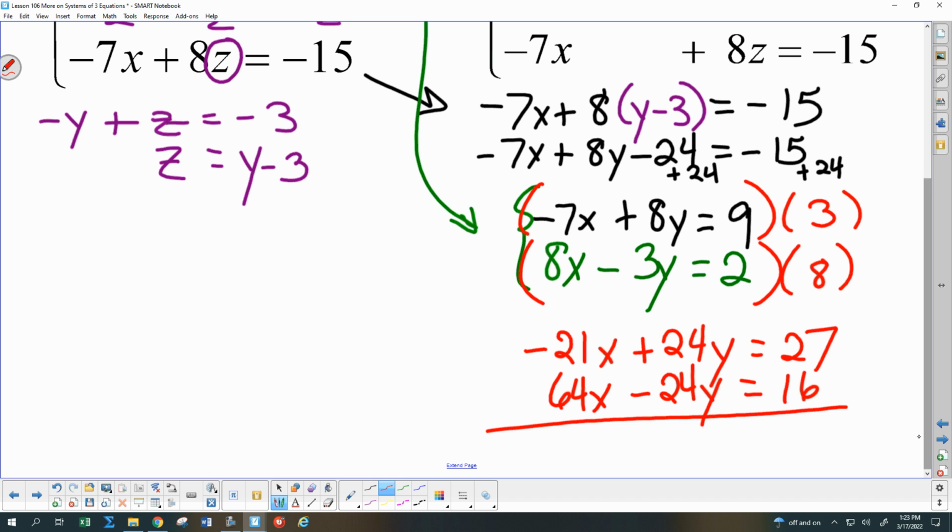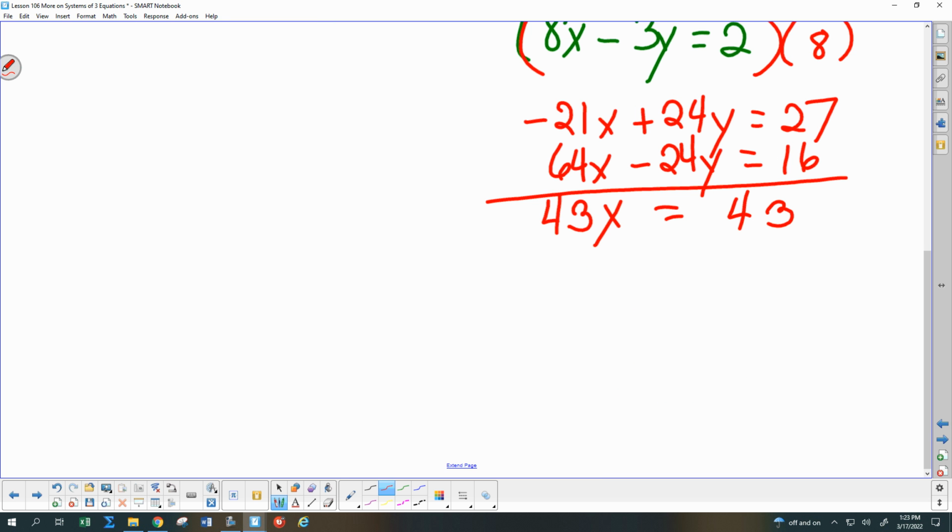Okay, I got to do 64 minus 21. 4 minus 1 is 3, 6 minus 2 is 4, so 43x. Oh, that's not going to be that bad. 43x is 43. So what's x, everybody? So x is 1. So I have one of my three values.